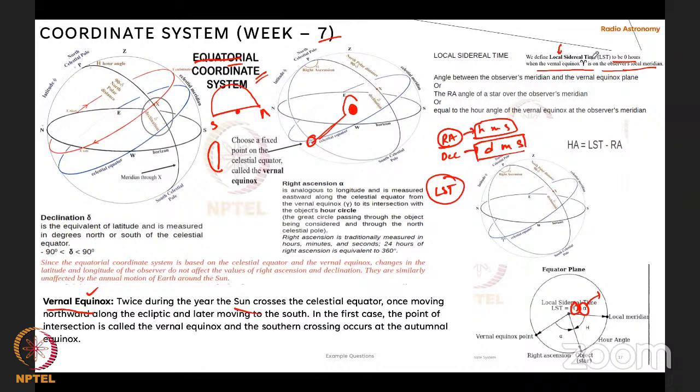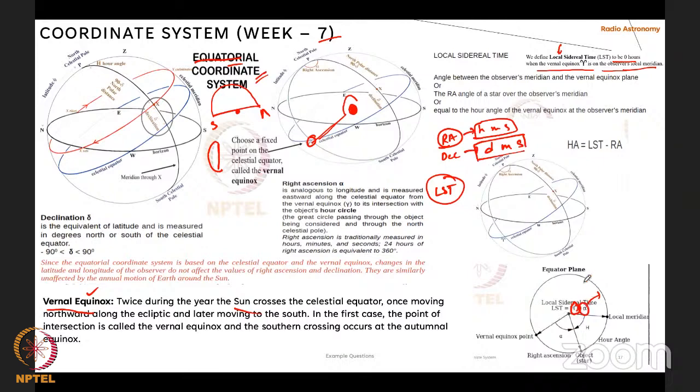So that's why local sidereal time and local time are different, because Earth's rotation is not completely 24 hours. So local sidereal time takes the exact hours for the Earth's rotation, and based on that, local sidereal time is calculated. And local time is just 24 hours, whatever we have in our watches and all.